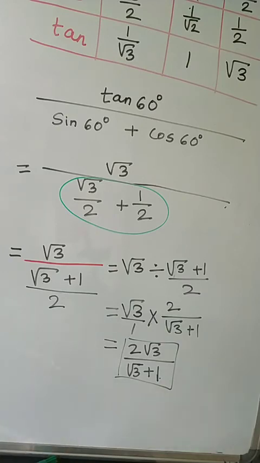So this is the final answer, and it was a sum with this kind of numerator and denominator, but it was not at all difficult. When we did it slowly, it is absolutely easy. You need to practice more of these kinds of sums.